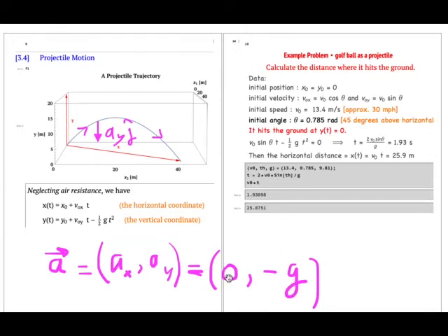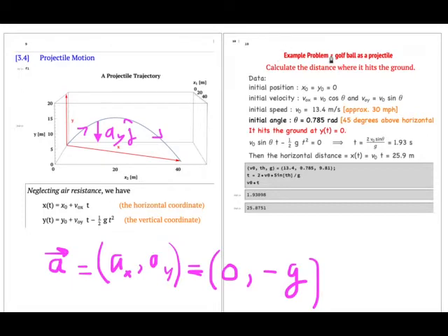So a_x is 0. So the x motion, the horizontal motion, is just constant velocity. So x at time t will be x0 plus v0x times t. That's an example of constant velocity. But for the vertical motion, y of t is y0 plus v0y times t plus 1/2 a_y times t squared. a_y is minus g, so it's minus 1/2 g t squared. There are two equations you need to write down in your notebook.